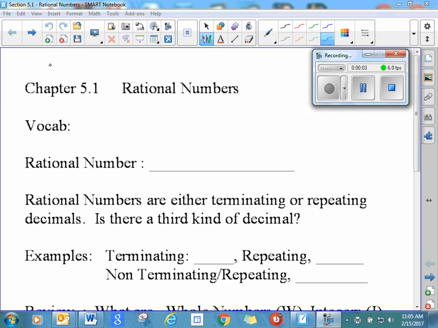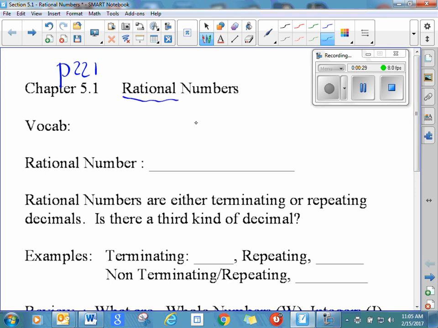Hello, pre-algebra friends. We are starting chapter 5, and I need you to have your book open to page 221. There is a bunch of vocab in this unit, and that's why I need you to have your book open. We've talked about integers, whole numbers, counting numbers, and natural numbers, and we're going to review all of that, but we're introducing a new type of number, a rational number.